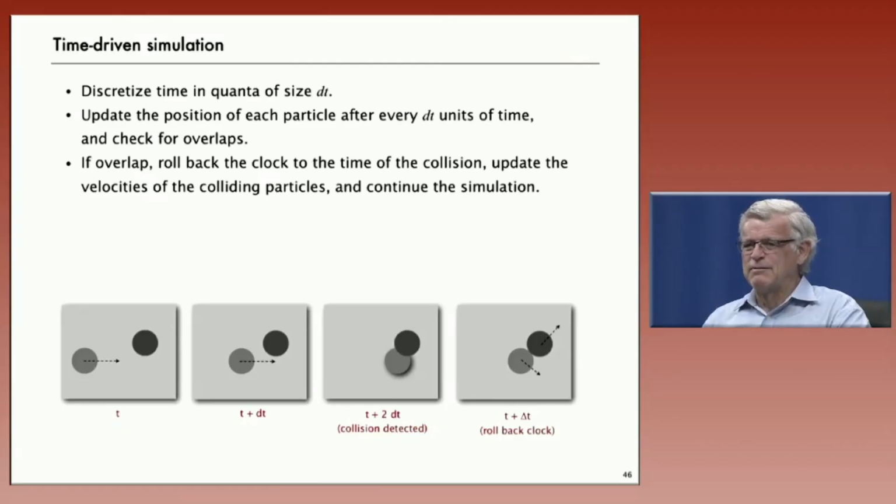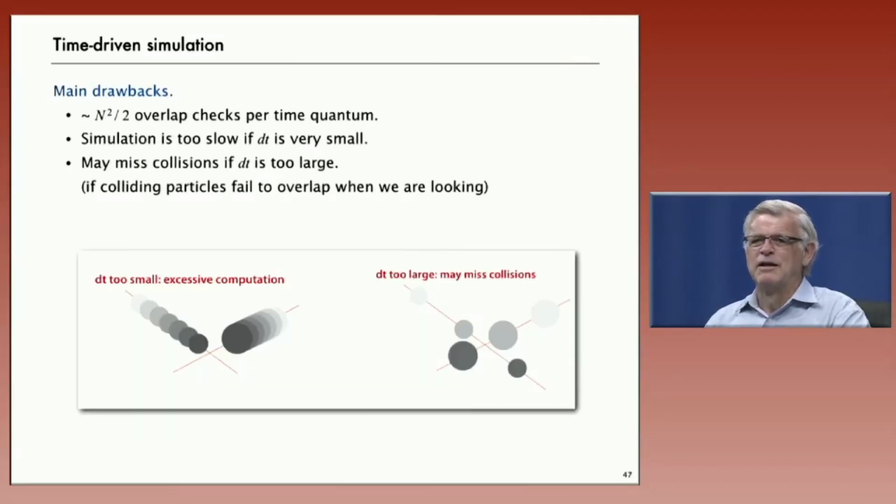And if there is, then we could roll back time just a little bit and try to figure out exactly the moment at which they collided, and then figure out how their position and velocity should change accordingly, and then continue the simulation. But this has a huge problem. The first one is that you have to check all pairs of balls for overlap. So that's quadratic. So it's going to be really a lot of overlap checks. You're not going to be able to do it for a huge value of n.